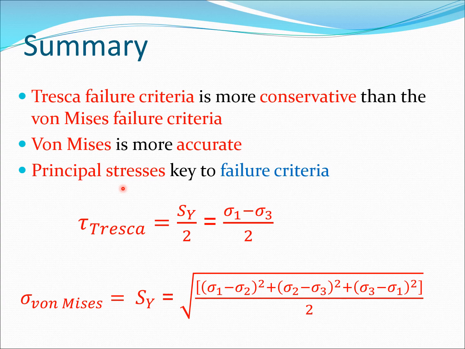Now from the theoretical perspective, we clearly see that principal stresses were key to the failure criteria. Whether we talk about tau Tresca or sigma von Mises, both depend on sigma 1, sigma 2 and sigma 3. In fact, tau Tresca only depends on sigma 1 and sigma 3, but sigma von Mises depends on all three principal stresses.